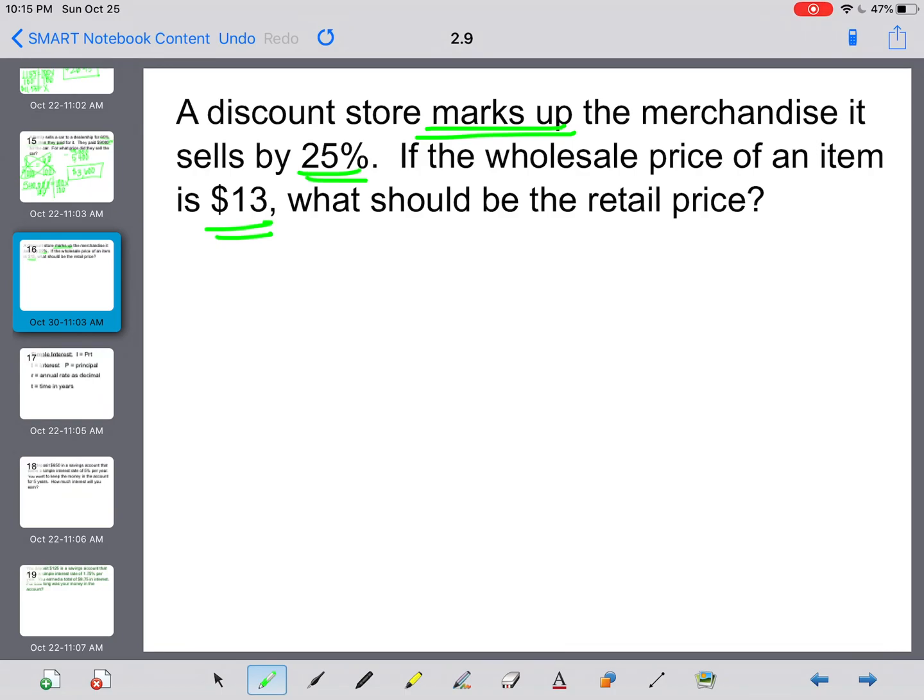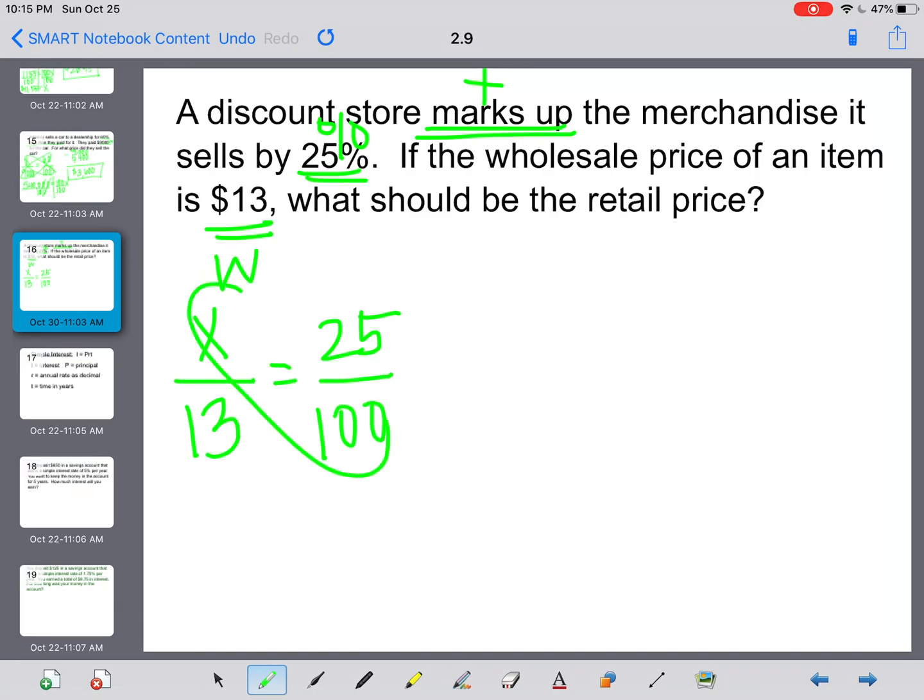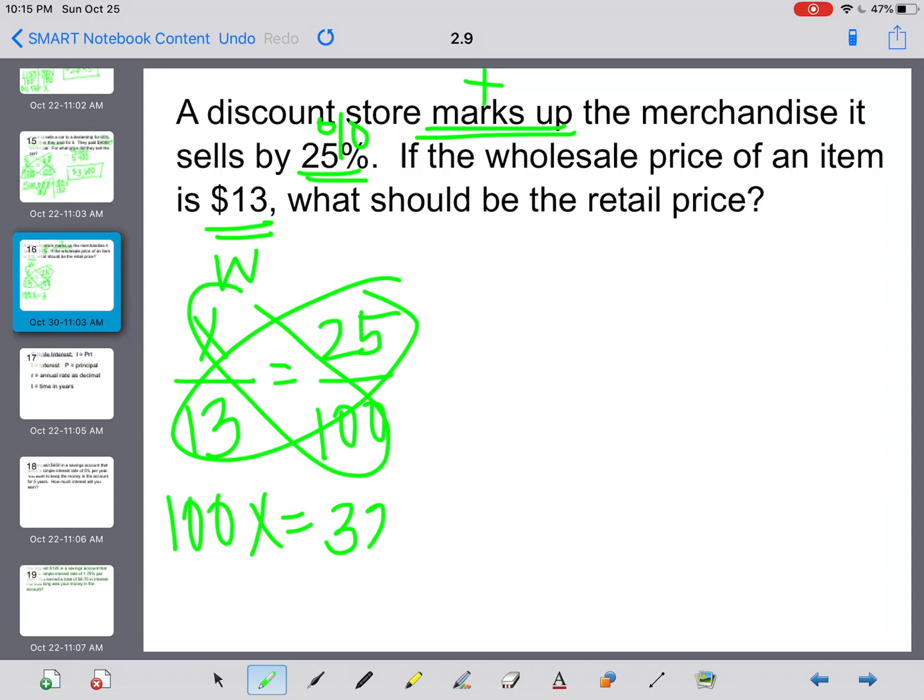Okay, a discount store marks up the merchandise it sells by 25%. If the wholesale price is $13, what should be the retail price? This is our whole, here's our percent, and we know that we're going to be adding this time. Okay, so I don't know my part. I know my whole is 13. I know my percent is 25, and I know it's always out of 100. So I have 100x equals 25 times 13.